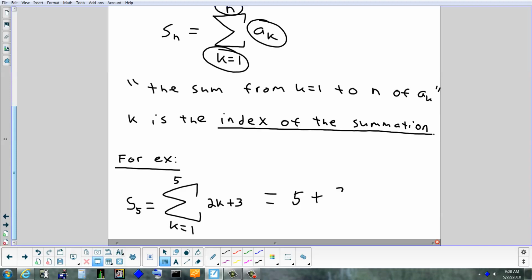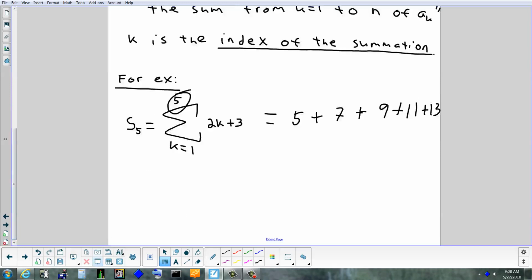Yep, 7. And then if you plug in 3 for k, 2 times 3 is 6, plus 3 is 9. If you plug in 4 for k, you get 11. And you keep going until you hit that limit. Now you plug in 5 for k, 13. Now you wouldn't plug in 6 because we stopped at 5. So that notation on the left means to do that thing that I just did on the right. Okay. Any question on that?